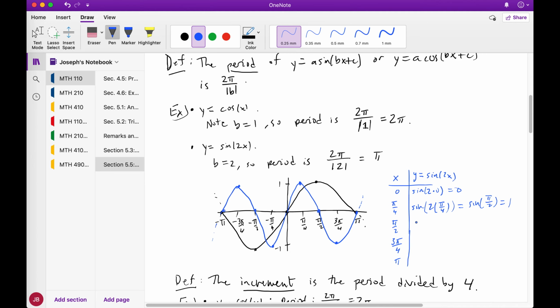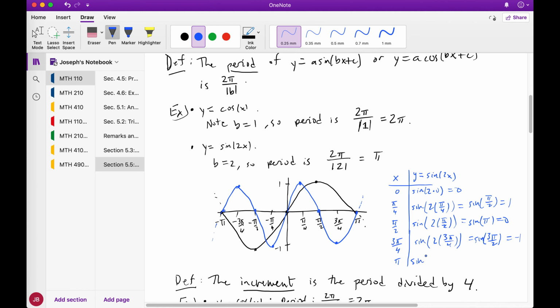And I'll just quickly fill in the rest of this table here. When I plug in pi over 2 into sine of 2x, I just get sine of pi, which is back to 0. So that's why we have an output of 0 here. Sine of 2 times 3 pi over 4. Reduce a factor of 2, and you get sine of 3 pi over 2, which we know is negative 1, and that's why the value is down here. So see your table or see your unit circle. That's how you'll find these values quickly.